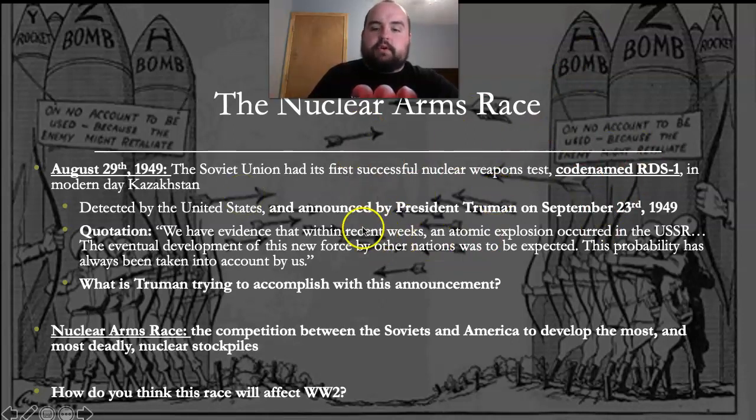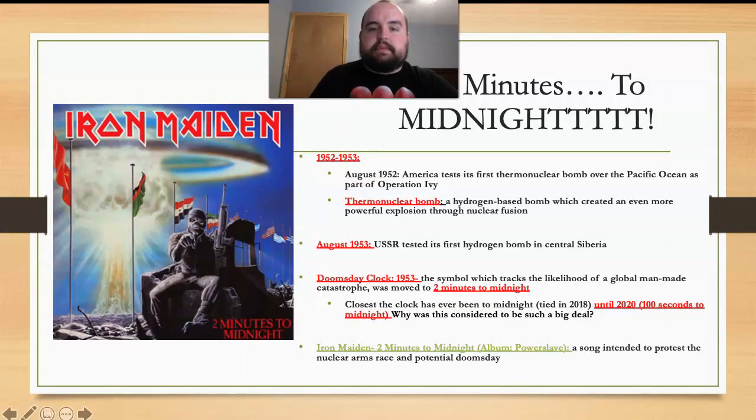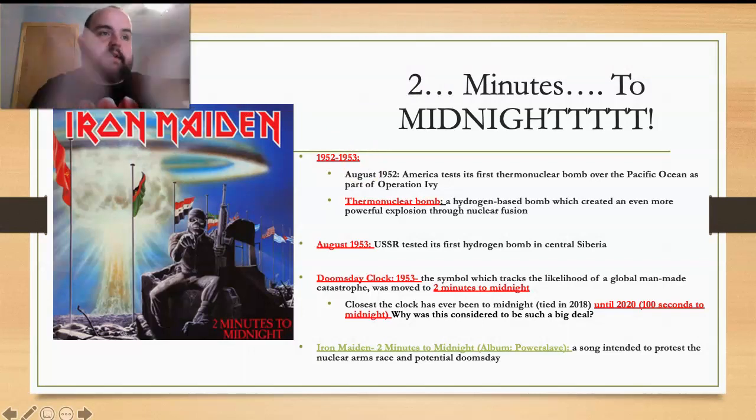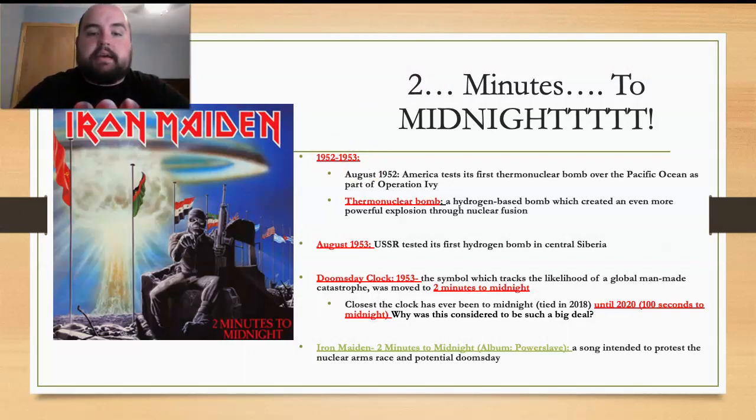So therefore, wars were fought on a much smaller scale than nuclear warfare would be capable of, and so that's why we have these smaller conflicts we're going to talk about over the next few weeks, instead of nuclear bombs being launched at people. Now, a good example of how potentially deadly the nuclear arms race became is from a term called the 2 minutes to midnight. This, of course, is a famous Iron Maiden song, which some of you have hopefully heard of, but it's actually based on a real event.